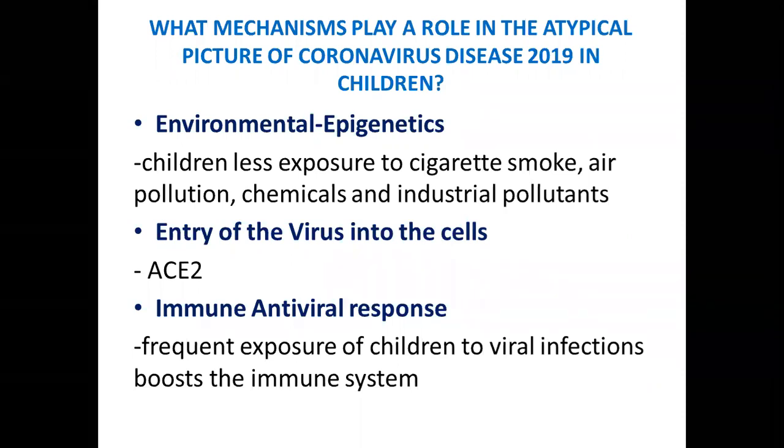For the immune antiviral response, frequent exposure of children to viral infections boosts the immune system and passively enhances the response to SARS-CoV-2. The presence of other concurrent viruses in the airway mucosa may limit the replication and the viral load of SARS-CoV-2. The immune system undergoes different changes from birth to adulthood, especially the lymphocytes. And the interaction of the lymphocytes with SARS-CoV-2 may be different in children than in adults. It is documented that lymphocytopenia is more frequent in adults, and not noted in children, I mean.